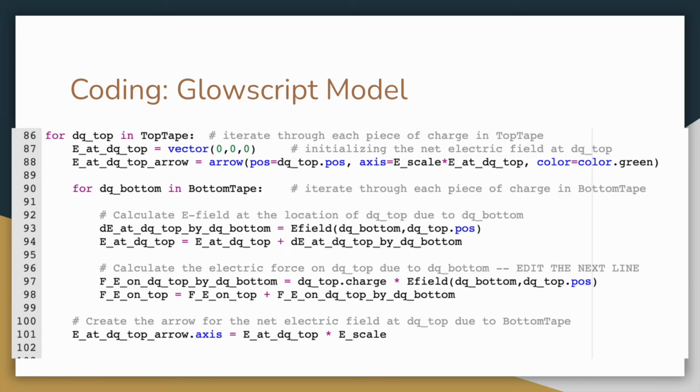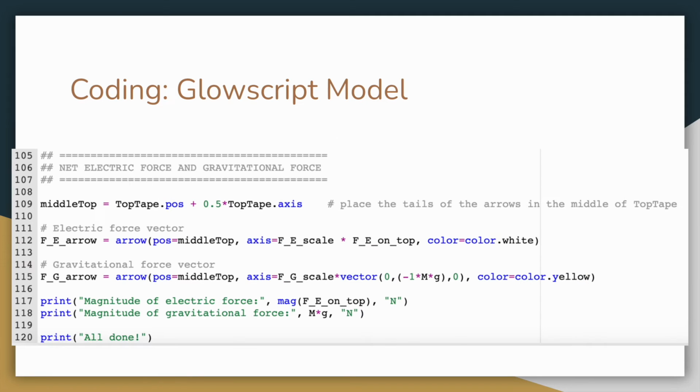These lines of code created the models of the tape themselves. These lines of code then created a nested for loop in which the electric force on each segment of tape B by each segment of tape A was calculated and added together through superposition in order to find the net electric force on tape B. These lines of code finally found the gravitational force and created the appropriate vectors for the electric force and the gravitational force.